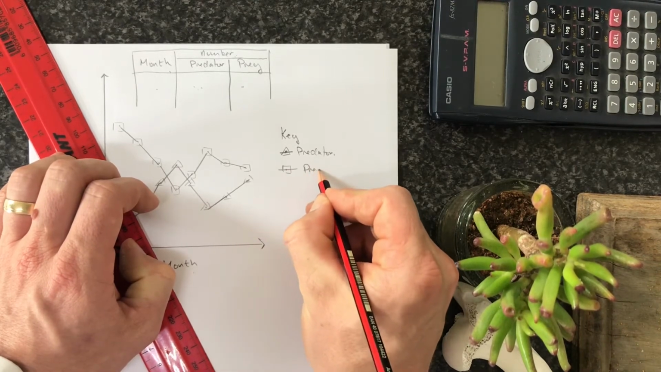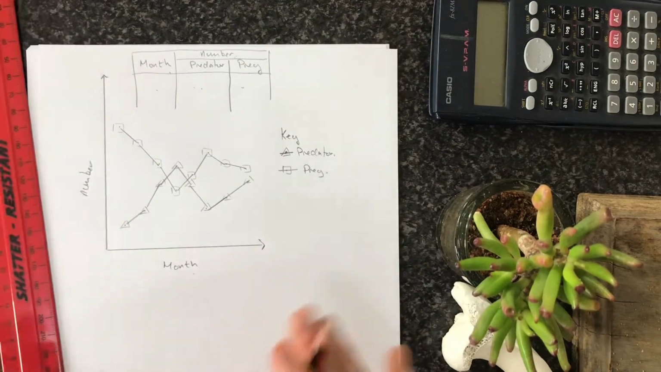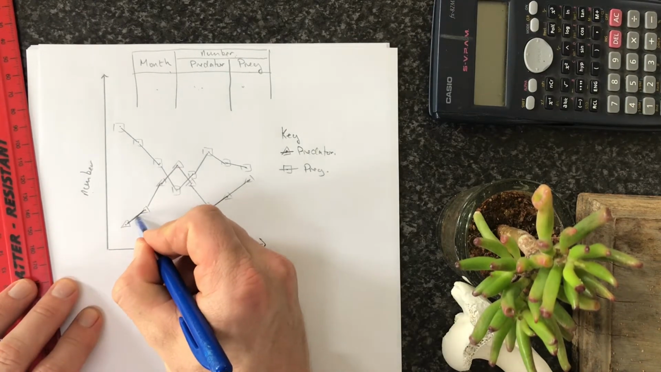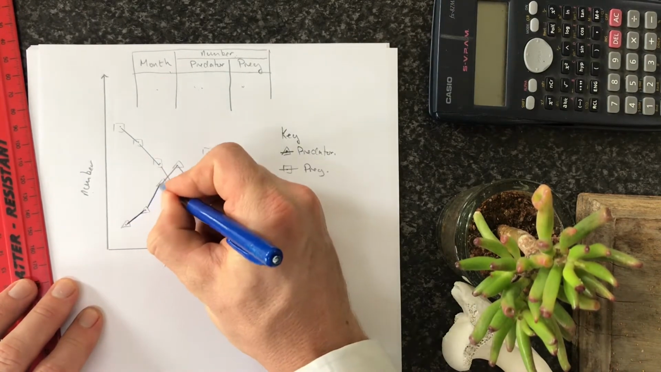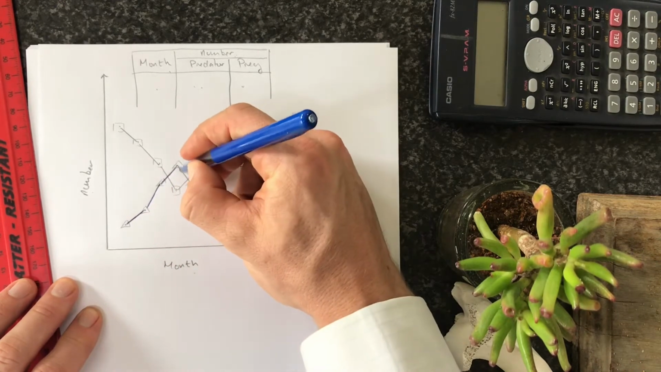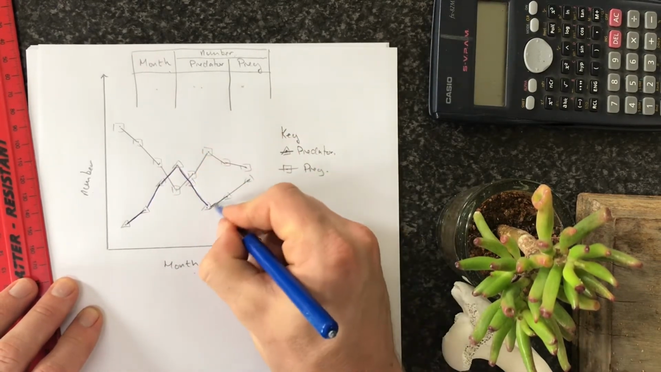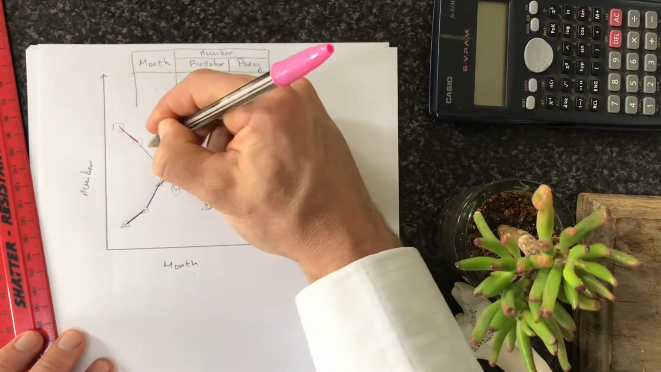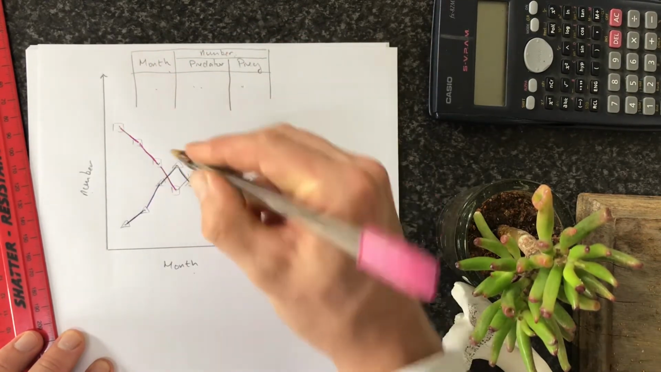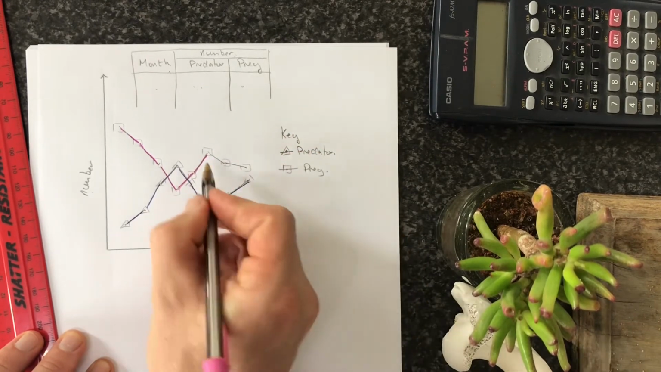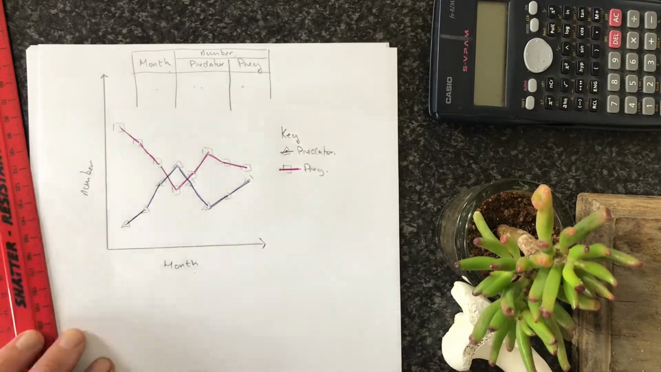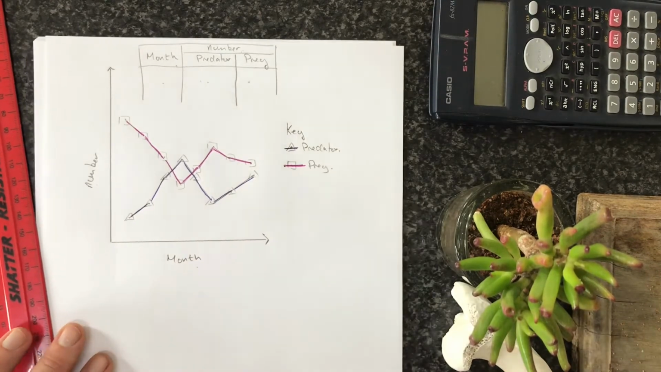This is prey. Now, of course, another way of doing the same thing would just be to use a different color. So maybe instead of using the different shapes, I could just plot this line in blue, and I could plot this line in pink. And then, of course, in my key, I'd have my different colors.